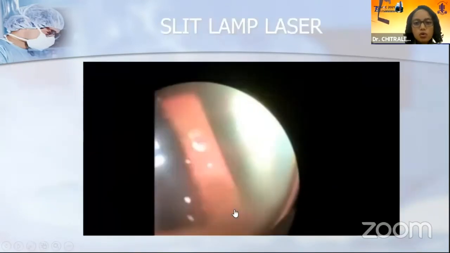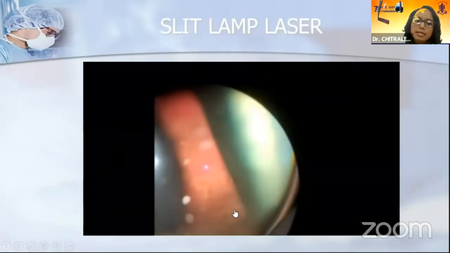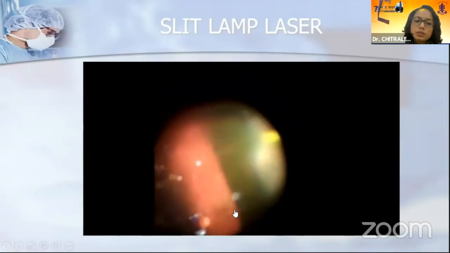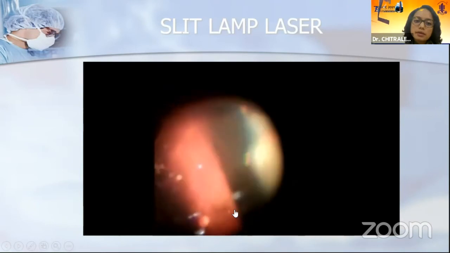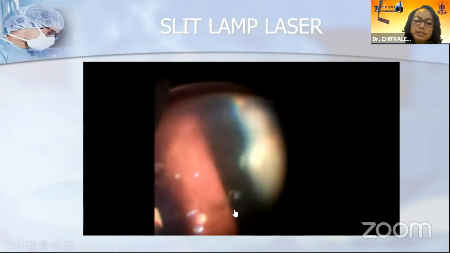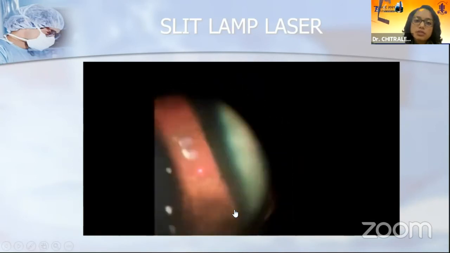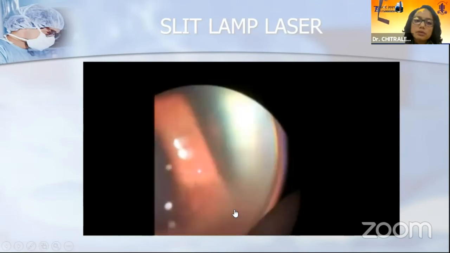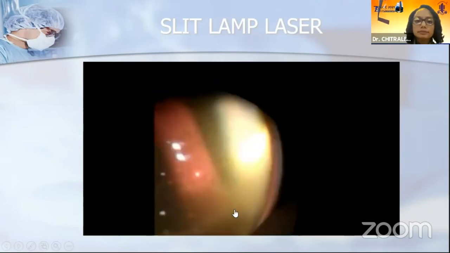This is a short video of PRP laser being done on the slit lamp. You can see the accuracy with which the beam focuses. Here we are lasering the inferonasal part of the retina. It's an inverted image. This video was shot on the side view of the slit lamp with the help of a mobile camera.